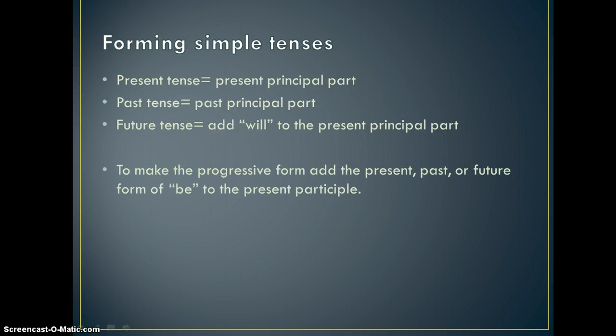And that is on page 106 if you're following along. To make the progressive form, add the present, past, or future form of be to the present participle. And remember what that means. It would be is, are, am, was, were, be, or being. Those are all the forms of be.